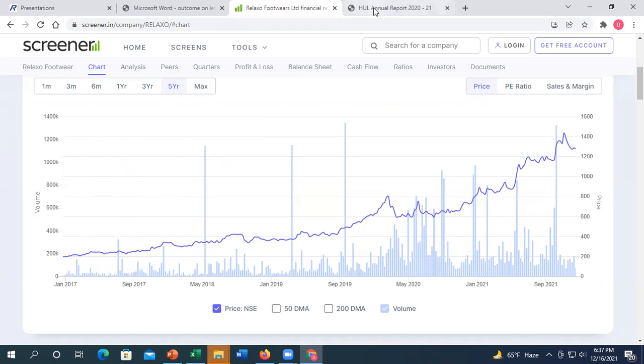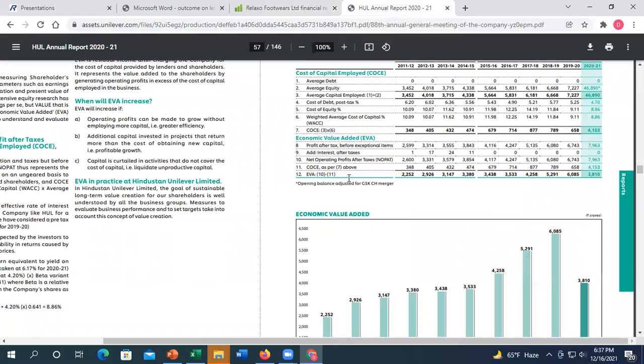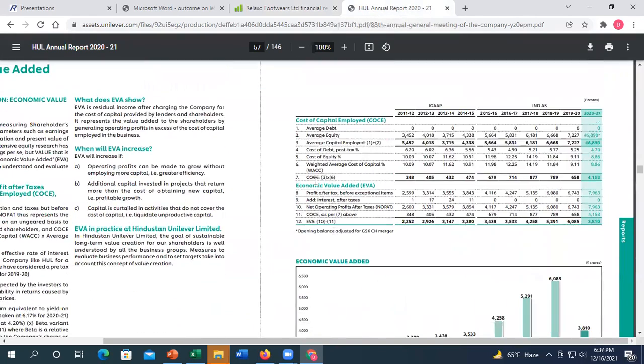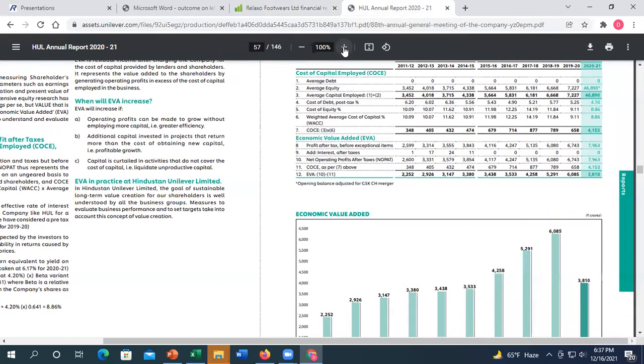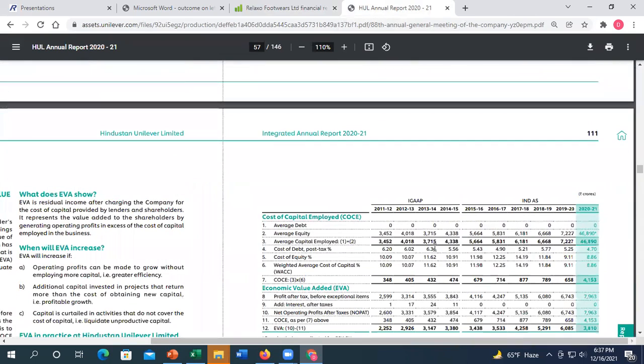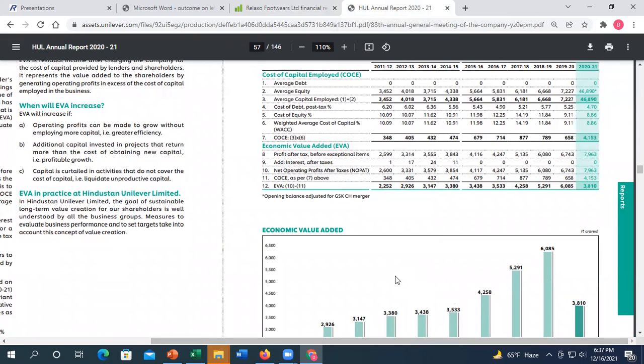But now let us see another company, which is Hindustan Unilever, a very well-known company. This is one company which has been consistently showing the EVA year after year in their annual report. Regularly they show EVA. And how do they calculate EVA? They calculate EVA as the net operating profit, exactly the way we did in our previous example for Relaxo, minus the capital charge.